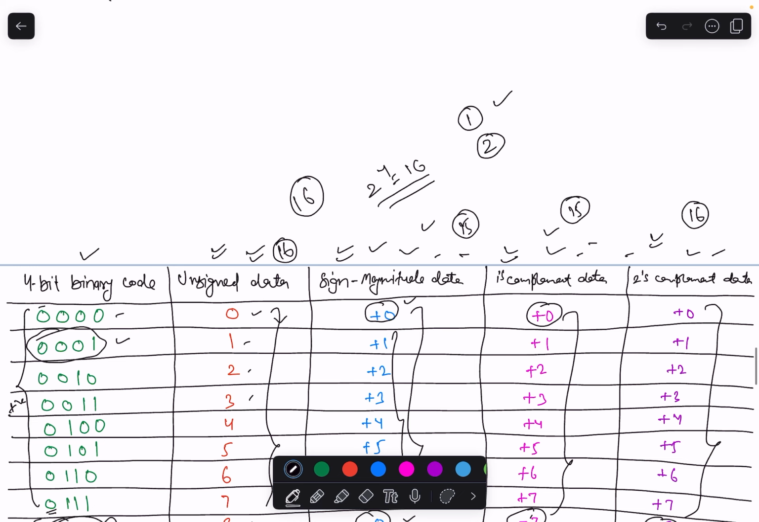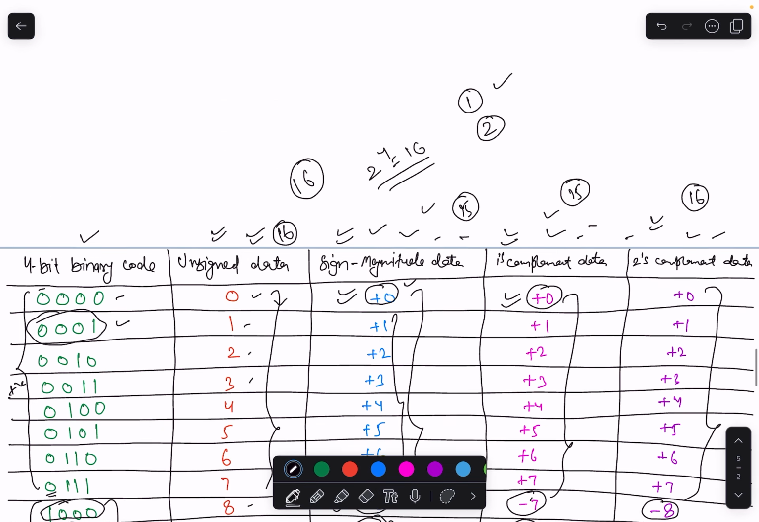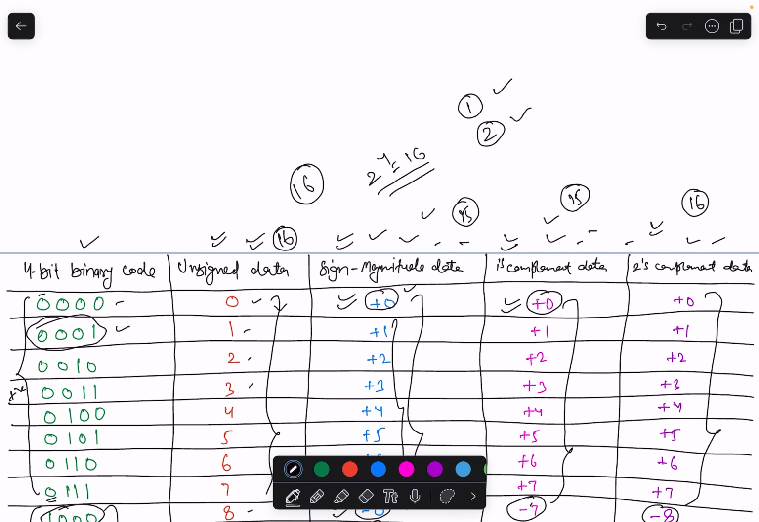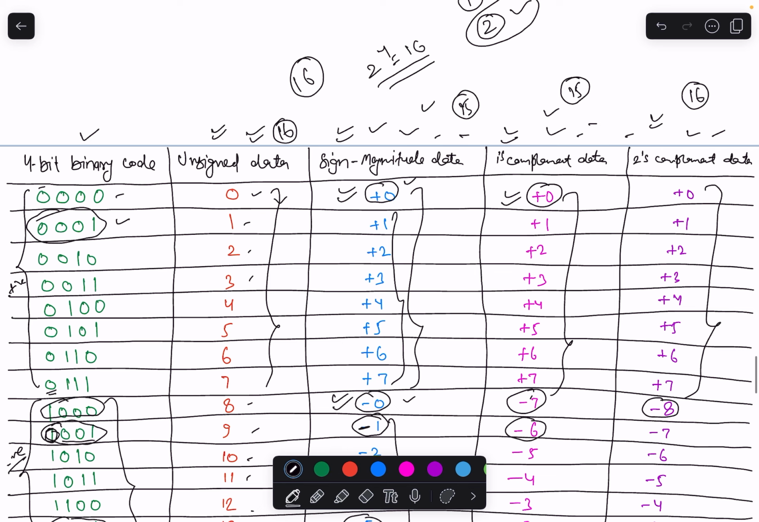The second one is this: we are representing 0 using two numbers, plus 0 and minus 0. This is a big problem, right? So this is the second disadvantage, and due to this second disadvantage, that is we are representing 0 using two numbers, we don't use these formats, sign magnitude data and ones complement data. We don't use these two because of these two disadvantages.